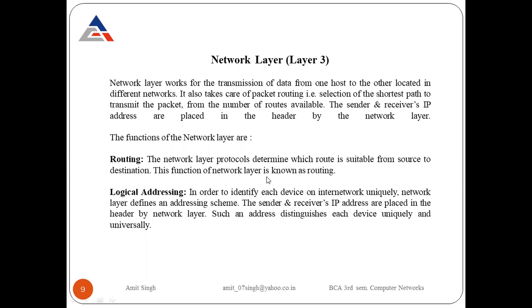Suppose system A wants to send some data to system B. There are a number of ways by which system A connects with system B. But it depends upon the routing algorithms to select the best route, or you can say the shortest path or shortest route, that can be followed by the packets, so the packets are easily delivered to the receiver's side. And last, the sender and the receiver both have IP addresses. These IP addresses are added in the header by the network layer. Whenever the data is sent in the form of packets, the IP address of the sender as well as the receiver is added in the header of each packet by the network layer.